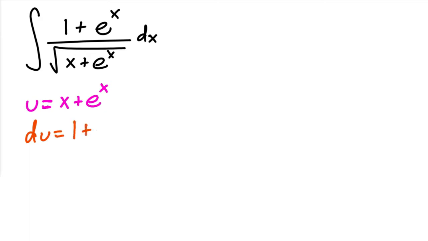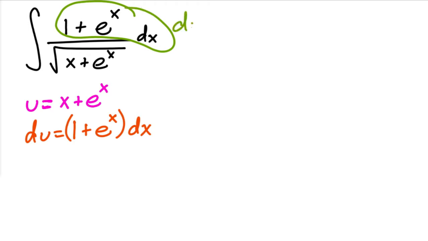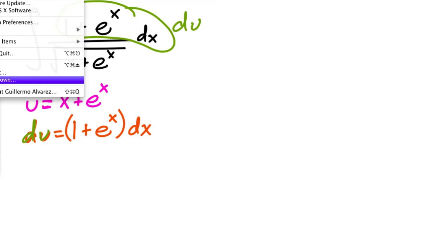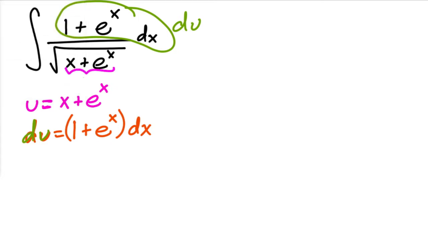So the derivative is 1 plus e to the x dx. And that is right there. That's du right there. And then we've got, that's u. And so this is equal to the integral of 1 over the square root of u du.